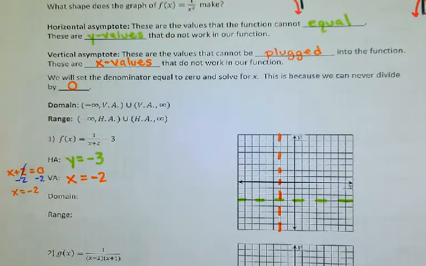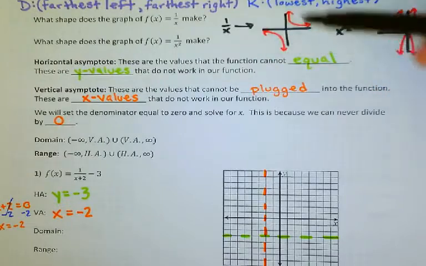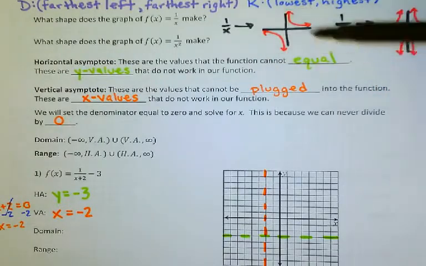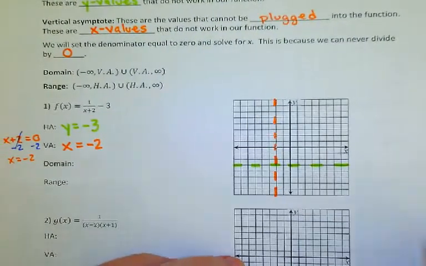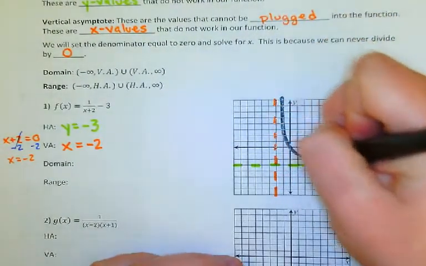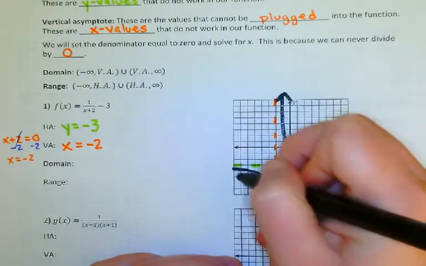Alright? Once we have our asymptotes, remember the shape of our graph is going to look like this right up here, because we only have 2 asymptotes. So the shape of my graph is going to look like this.